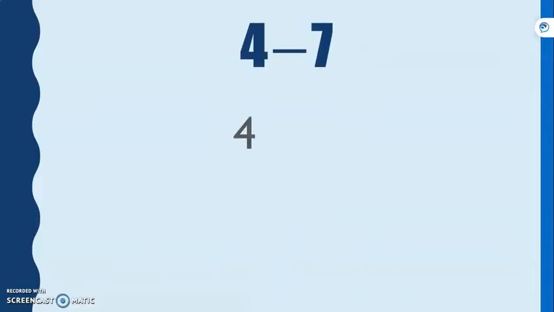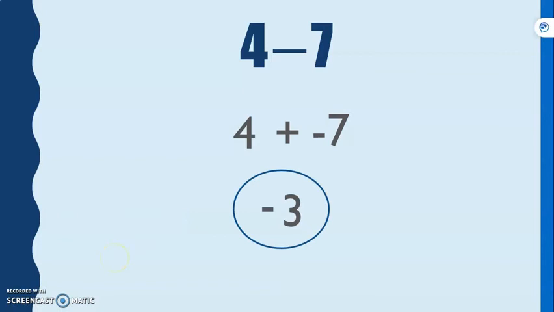Keep the 4, or rewrite the first integer, change the minus to addition, and what's the opposite of positive 7? Negative 7. Now, are the signs the same or different? They are different. So I'm going to subtract their absolute values. 7 minus 4 is 3. Now, who has the greater absolute value? Negative 7 has the greatest absolute value. So my solution is negative 3.